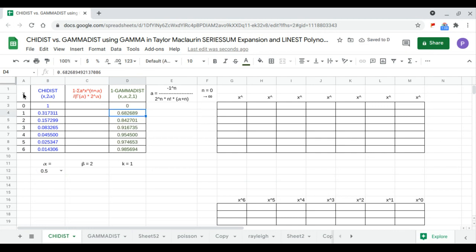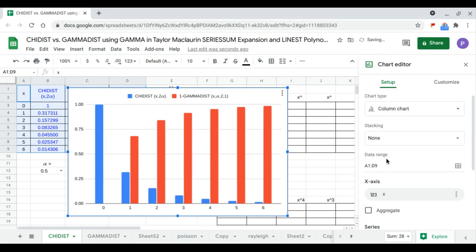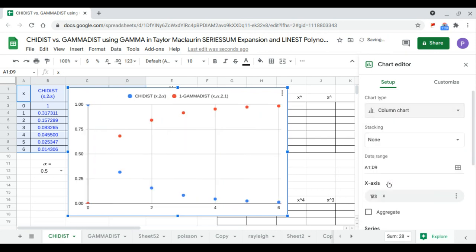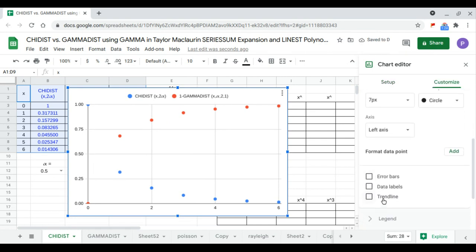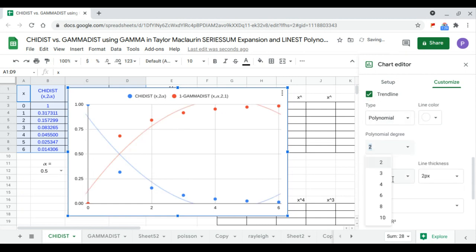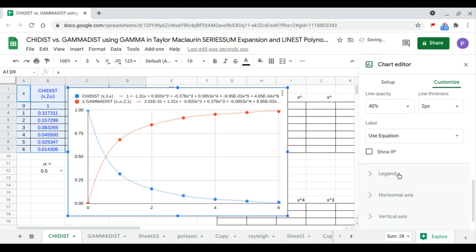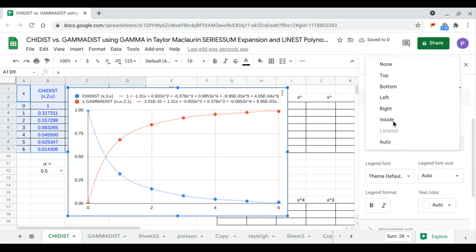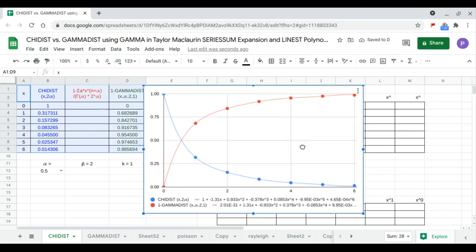And we chart this. We insert chart, and we'll use scatter chart. And show the trend line, polynomial to the 6th degree. For the label, use the equation. For the legend, position at the bottom. So here's our trend line and polynomial.